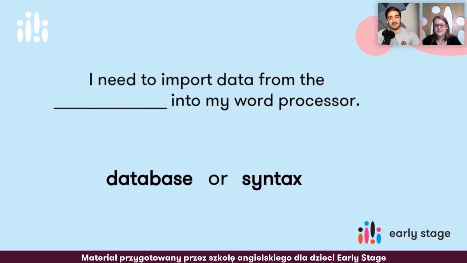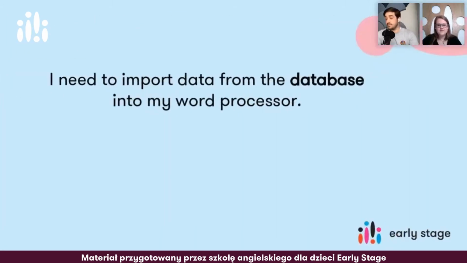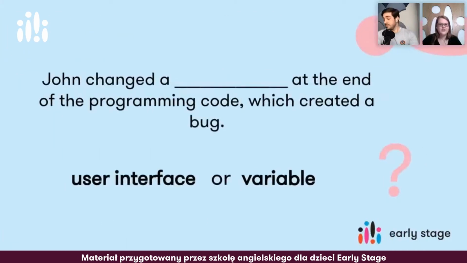I see a lot of correct answers for the previous question. Thank you for being so active on the chat, guys. Okay, yes, it is database, very good. Okay, and next question. John changed at the end of the programming code, which created a bug. User interface or variable? Another correct answer from Mateusz and many other participants. Very good. Okay.